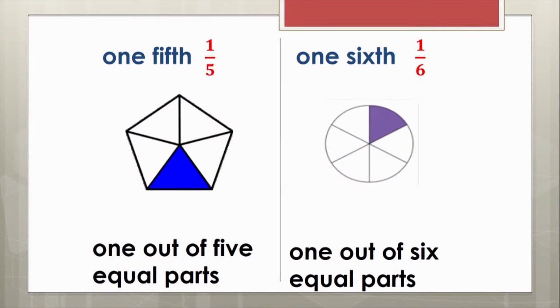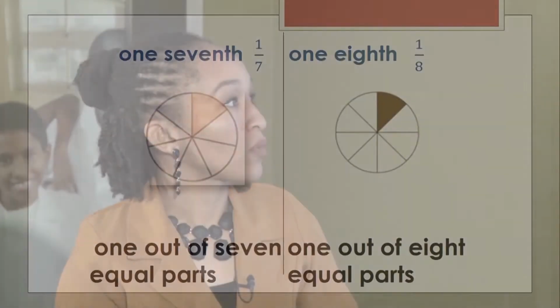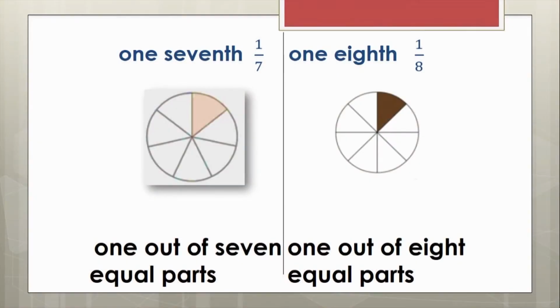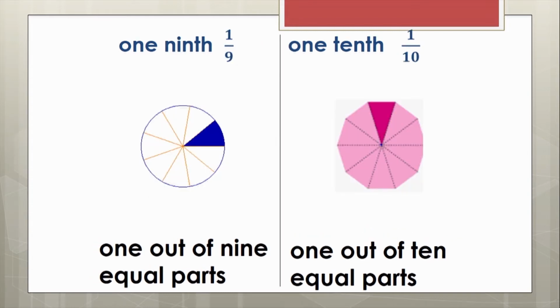1/6, 1 out of 6 equal parts. And you have to remember that the number underneath is the denominator, and the denominator tells us how many parts the whole is divided into. 1/7, 1 out of 7 equal parts. And when you call these numbers, you have to remember to pronounce your TH at the end. Okay, 1/8, 1 out of 8 equal parts. We have 1/9, 1 out of 9 equal parts, and we have 1/10, 1 out of 10 equal parts.